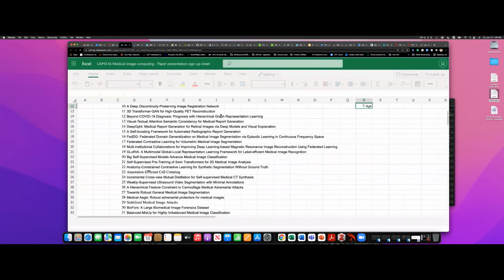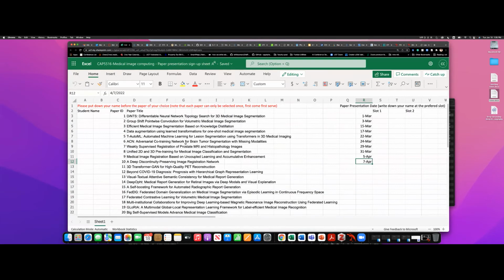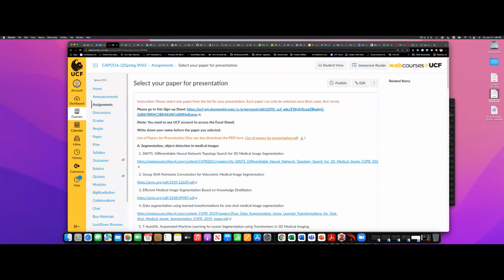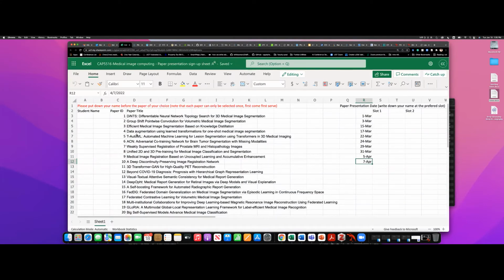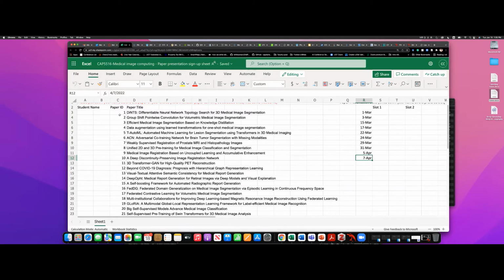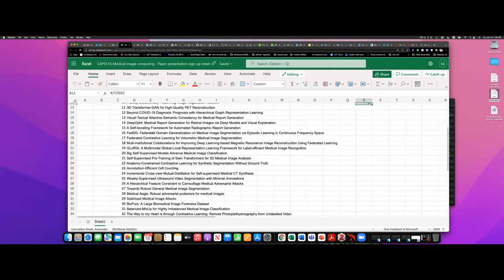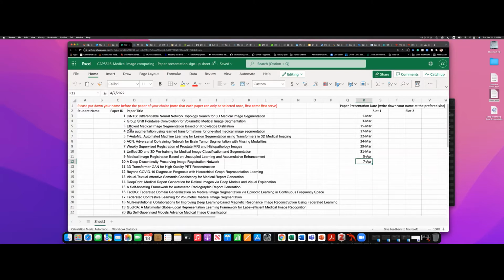If you have decided which paper you want to present, I have a sign-up sheet right here. You will click this sign-up sheet link. It will list the ID and paper titles. What you do is put your name here, like, if you decide to select paper number 6, you just put your name here, so I know you are going to select this paper for presentation. Here you will also see which papers are still available, which haven't been claimed by other students.